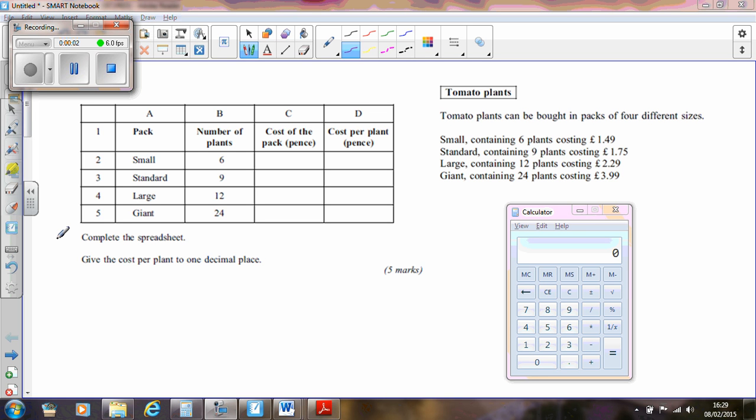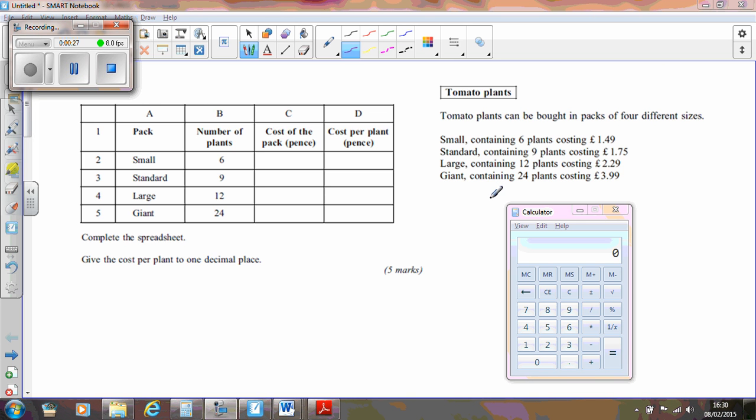This is a Best Buy question, which was on the June 2008 Money Management exam paper. And we have a table here, which it wants you to fill in. And we've also got on this side what the pre-release material looks like. So before the exam, you get given a pre-release material, and in that, various bits of information. And this is the ones about tomato plants.